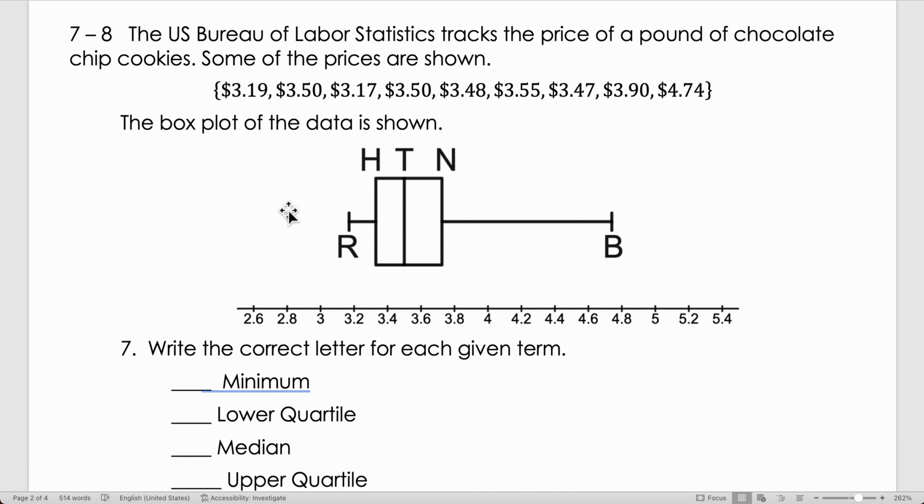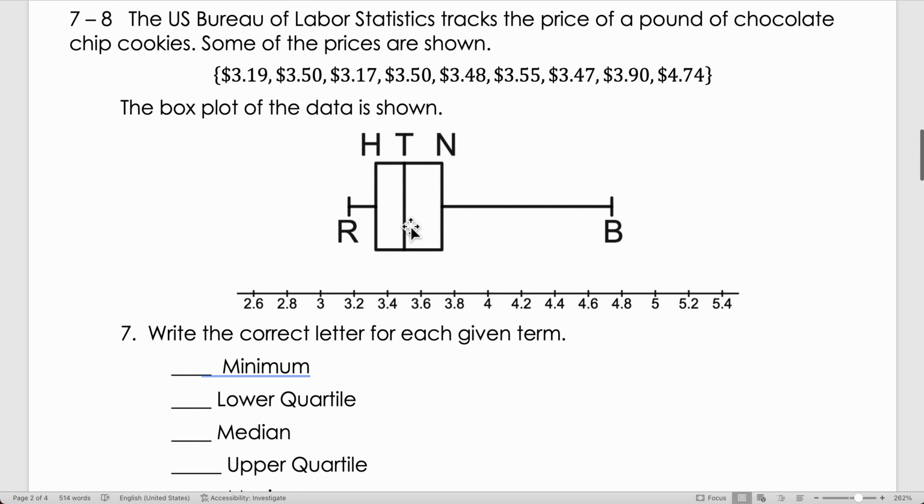Let's get into it here. The U.S. Bureau of Labor Statistics tracks the price of a pound of chocolate chip cookies. Some of the prices are shown below. So we have $3.19, $3.50, $3.17, $3.50, so on and so forth. You can read. The box plot of the data is shown. Okay, so here's the box plot.